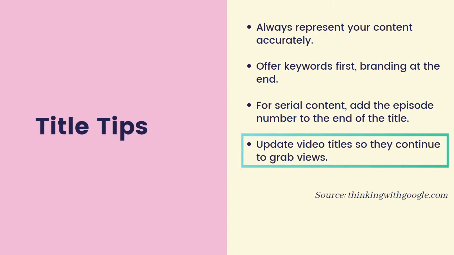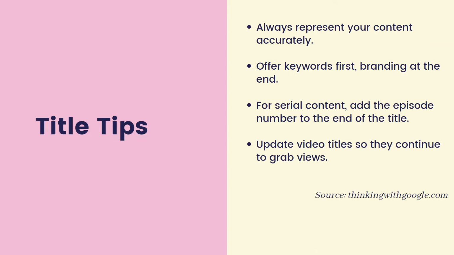Then the last thing is to update your video titles so that they continue to grab views. Do not be afraid to change the title of a video that you uploaded 3 months ago, 4 months ago, 5 months ago. It is absolutely okay to do so, in order to increase your viewership, because things change. We have trending topics, and you could have created a video before something is trending.